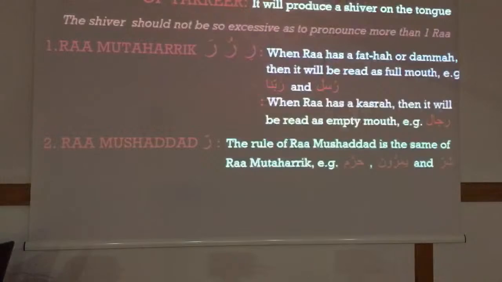What does Mushaddad mean? You can tell me. What does Mushaddad mean? A letter with a shadda. Do you understand? Mushaddad means a letter with a shadda.